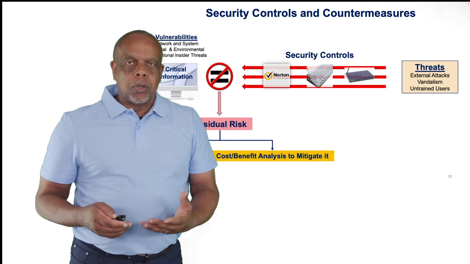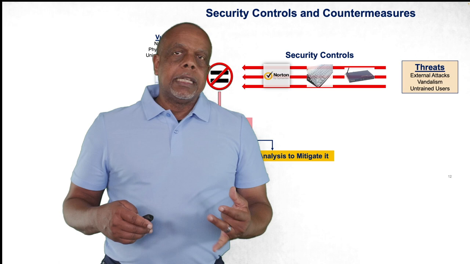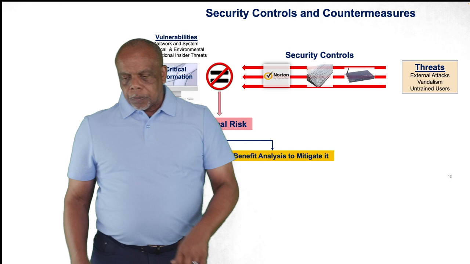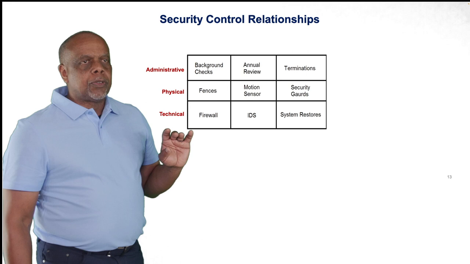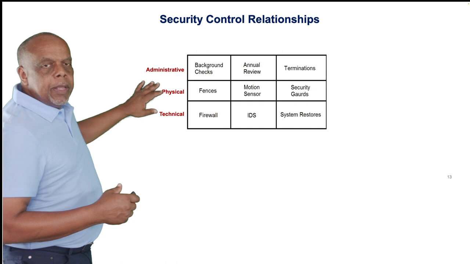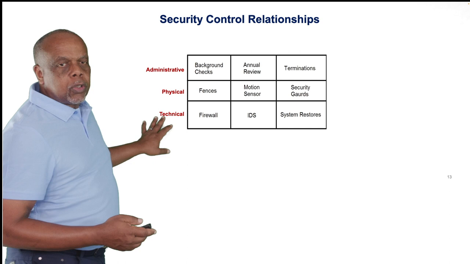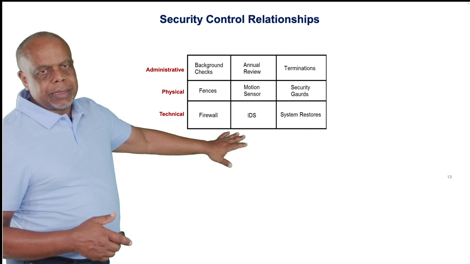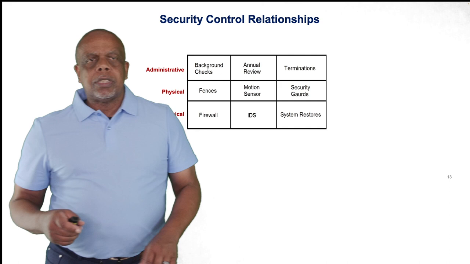It could be weekly, daily, continuous. It could be monthly, annually. We need to go back and look at these controls. So thinking about security controls, there's a relationship between the different types of controls. Like I say, within a control, especially when we're looking at these frameworks, you're going to see administrative controls, things like background checks, annual reviews, termination procedures; physical controls, fences, motion sensors, security guards; technical controls, firewalls, and IDSs, intrusion detection systems, and system backup restore processes.